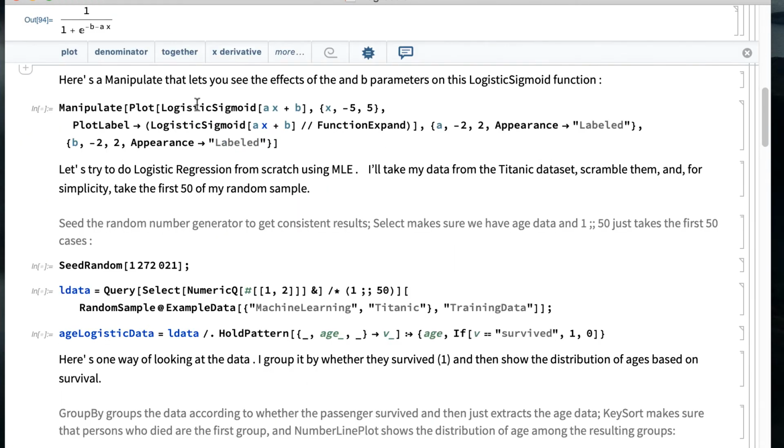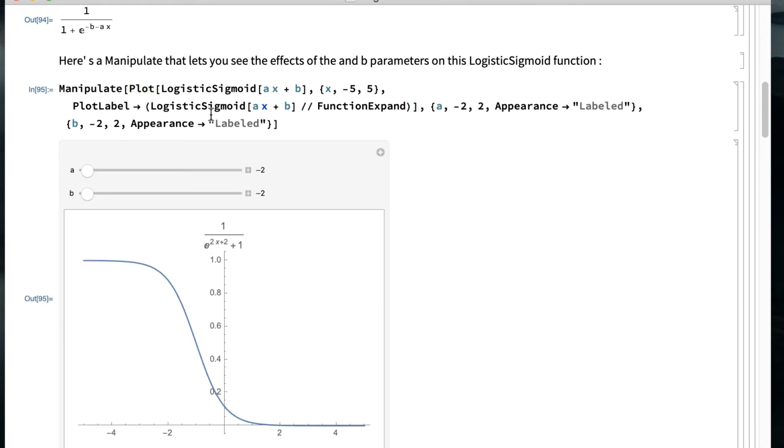I can show you here in this Manipulate what the effect of changing the a's and b's is. So right now, the a value, the thing in front of x, is negative, and the b is negative. And you can see that it looks like it's at 0.5, sort of halfway down, at about -1. As I move my b value, you can see that the curve is moving to the right.